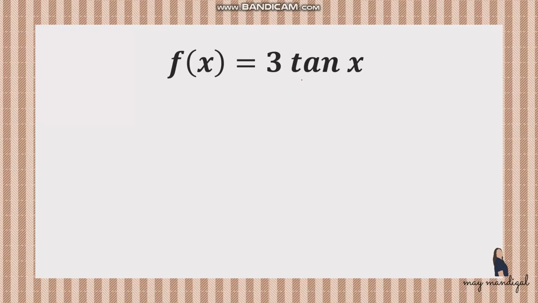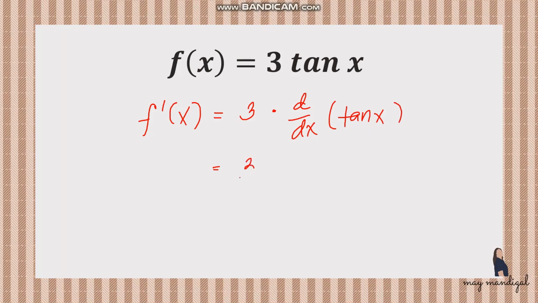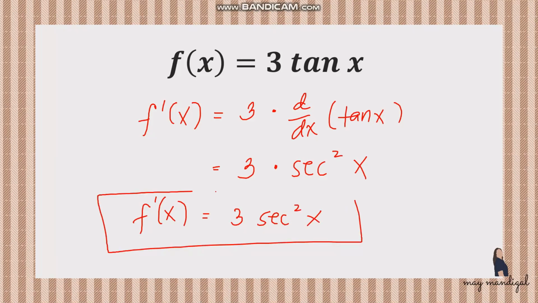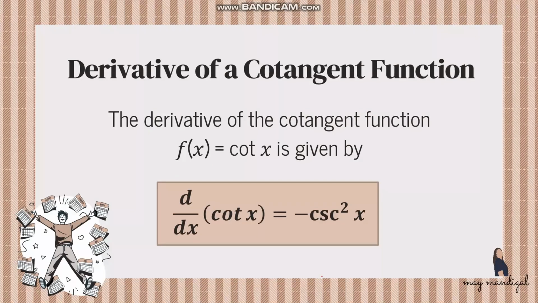Example, f of x equals 3 tangent of x. So f prime of x is equal to, again we have 3, just multiply it like that, and then get the derivative of our tangent of x, which is secant squared of x. So therefore, the derivative now of our function is 3 secant squared of x. So that is now the derivative of our function. Again, for tangent, its derivative is secant squared of x.